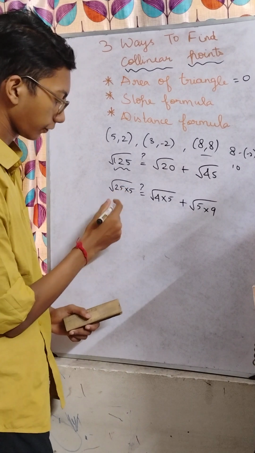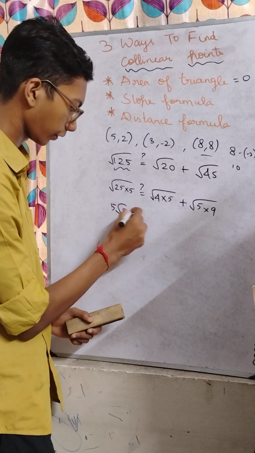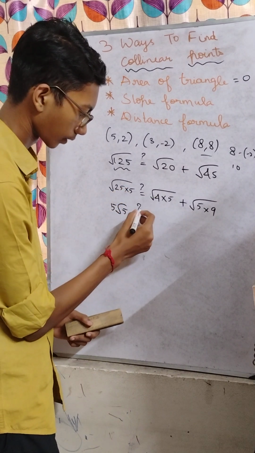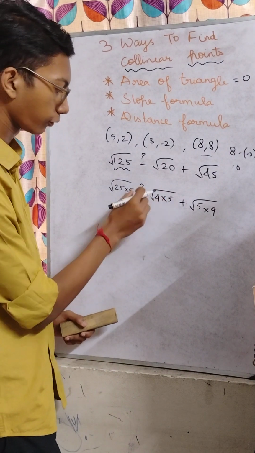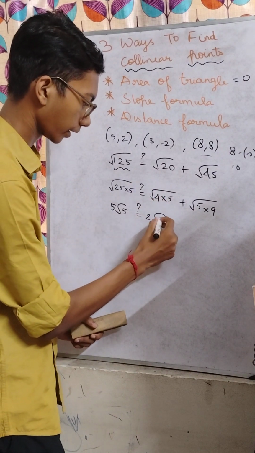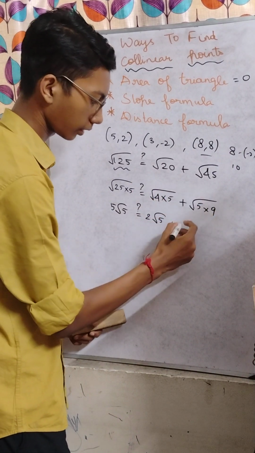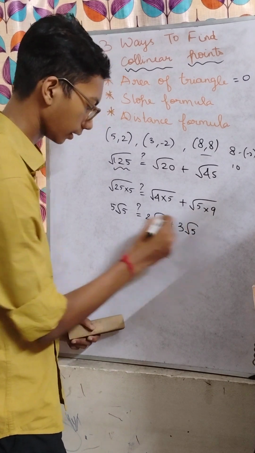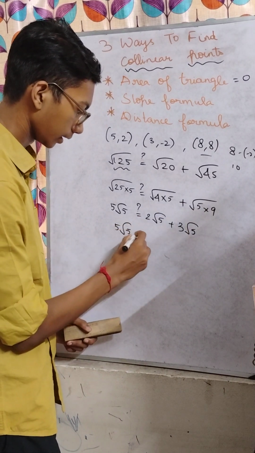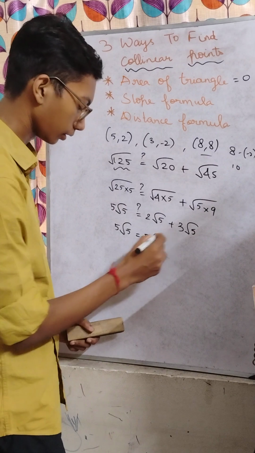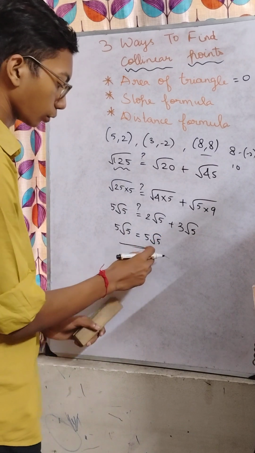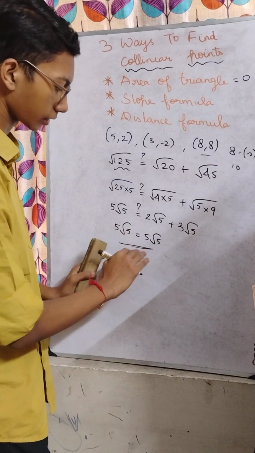Now root 25 is 5, so we have 5 root 5, and here we can get the 4 out of this, so we have 2 root 5, plus here we can get 9 out of it, so we have 3 root 5. Now 5 root 5 equals 5 root 5. We know this is the same, so the distances are the same.